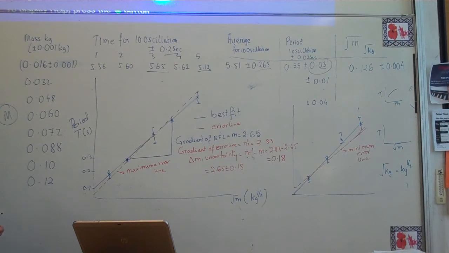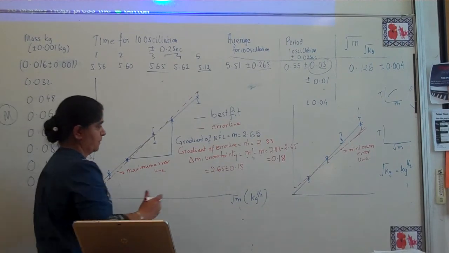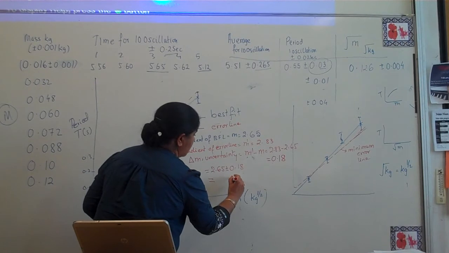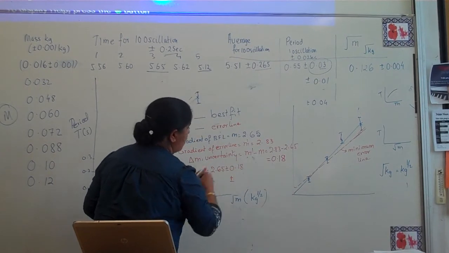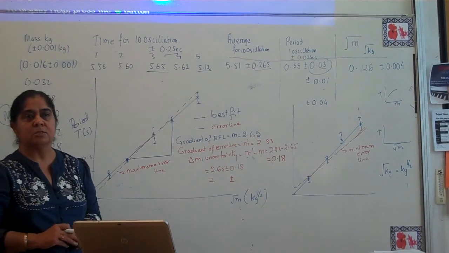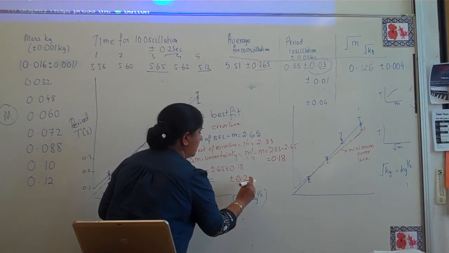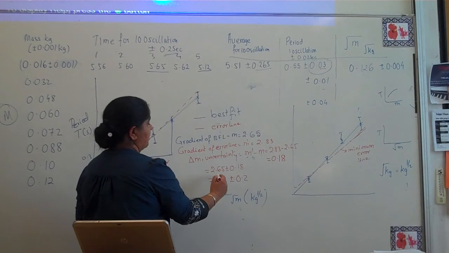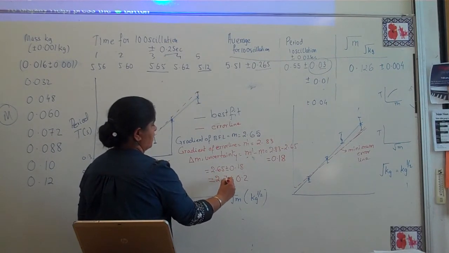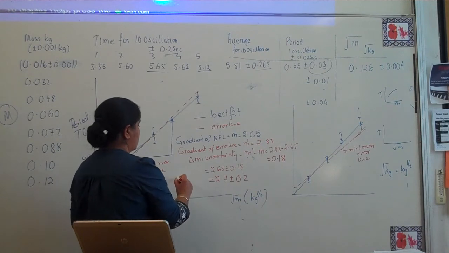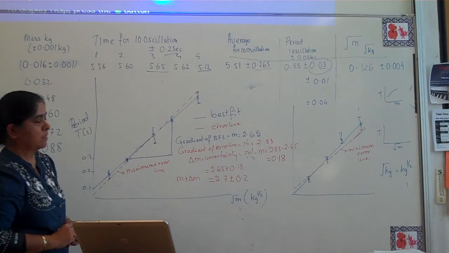Next, you're going to round this. Remember again, uncertainty will go in one significant figure, so it becomes 0.2. So one thing after the decimal, what will happen on this side? 2.7. That's your gradient plus and minus uncertainty.